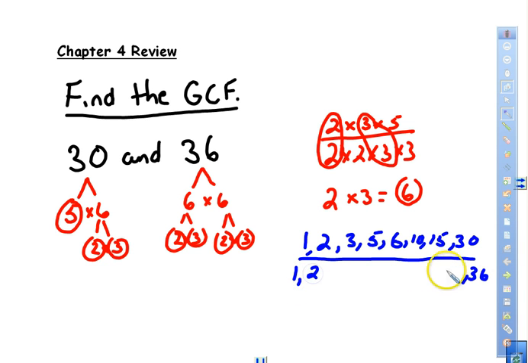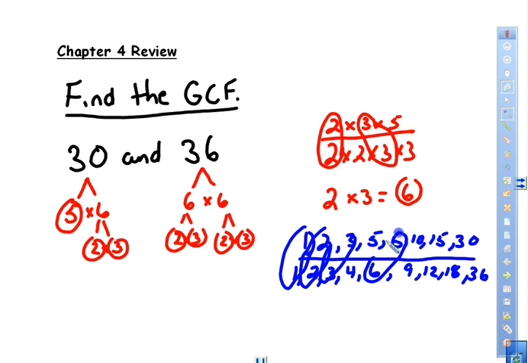2 goes into 36 18 times. 3 times 12. 4 times 9. 5 does not. 6 does. That's 6 times 6, which you only write one 6 down. And then compare. And we get 1's, 2's, 3's, 6's, and none of the others match up. So my greatest common factor is 6.